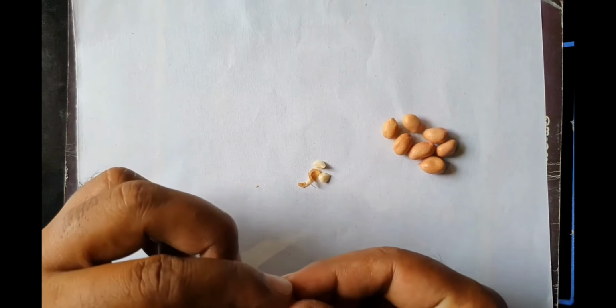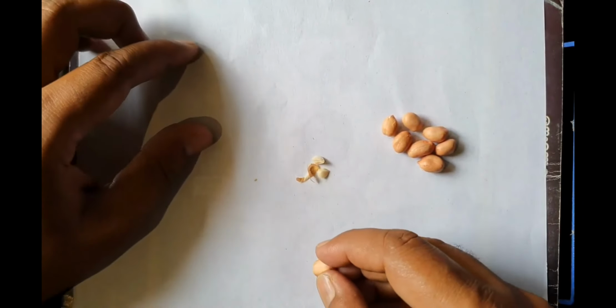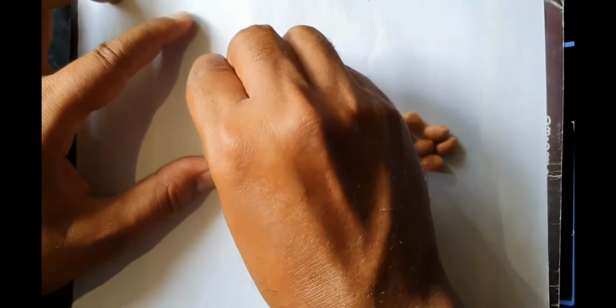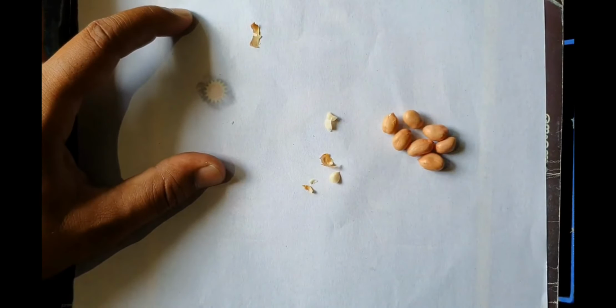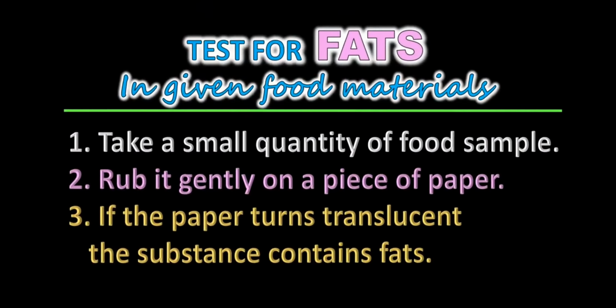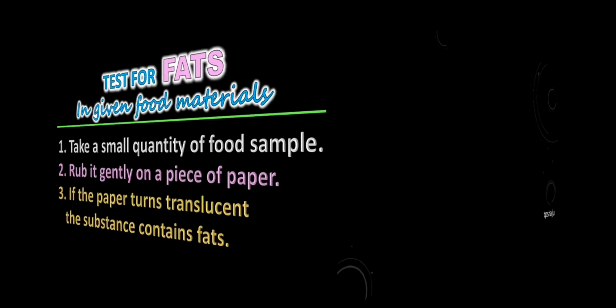Similarly, if we take groundnut and rub it on the paper, you can see that the paper has turned translucent. So it also indicates the presence of fats in the groundnut.